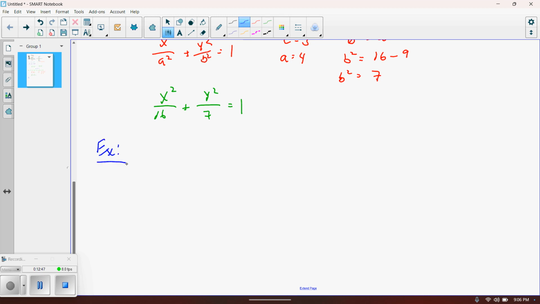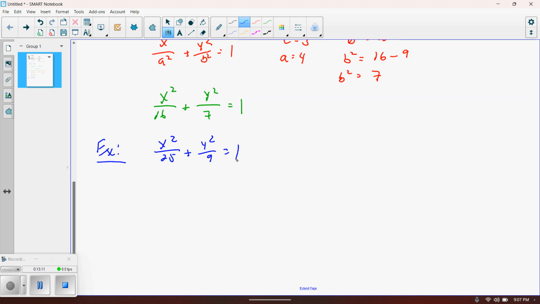In this example, we're actually going to be given the equation of the ellipse. So x squared over 25 plus y squared over 9 equals 1. And in this case, we want to come up with the location of the vertices and the location of the foci. And we're actually going to go ahead and sketch this one just to make sure we can see what it looks like.